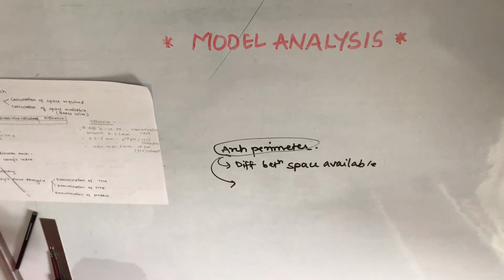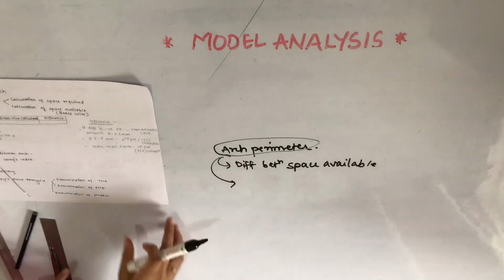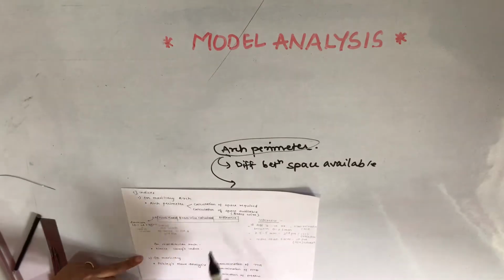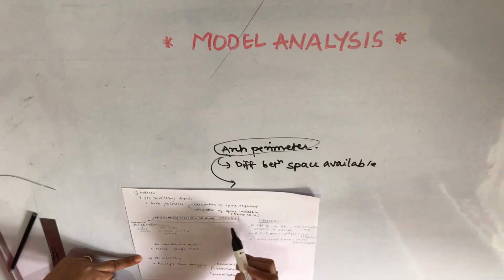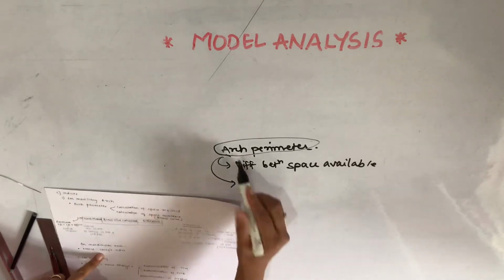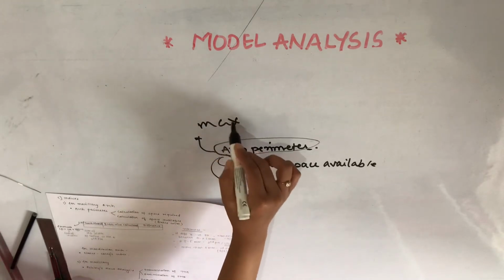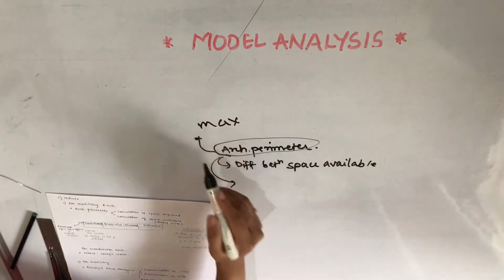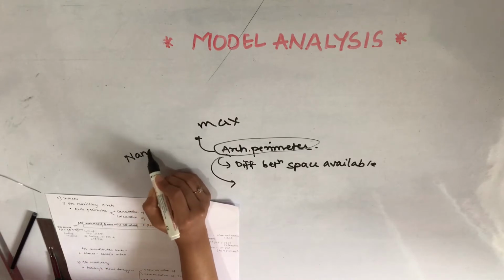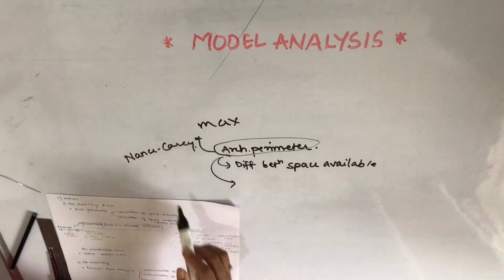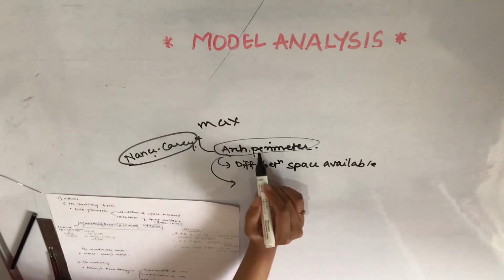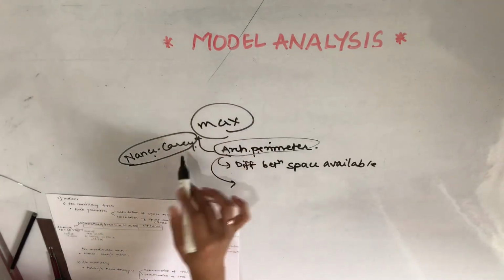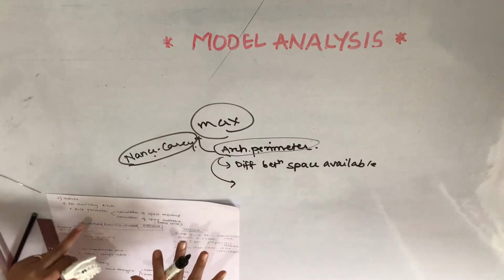Over here what we are doing is basically a calculation. In arch perimeter we calculate the space required and the space available. The space available calculation is done with the help of a brass wire. Arch perimeter is done in the maxillary cast, and if it is done in the mandibular cast, then it is known as Nance and Carey's. The procedure of both remains the same, but the name for mandibular is Nance and Carey's and arch perimeter is for the maxillary.